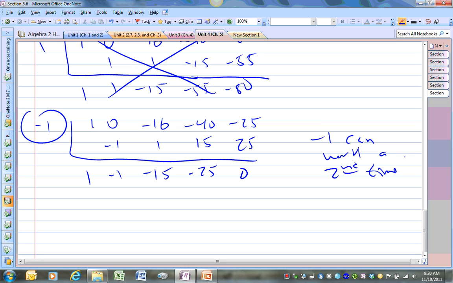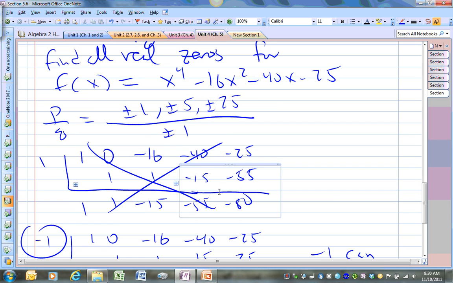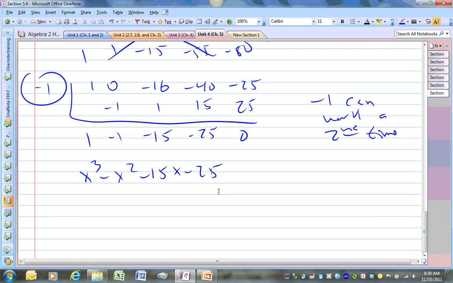Okay. So negative 1 can work a second time. Now in this case we have x cubed minus x squared minus 15x minus 25. Remember, you always want to go one exponent down for your quotient, because we had x^4 originally. And when you do this with negative 1, it's like dividing by x plus 1. So if you think about x^4 over x, it's like x cubed.